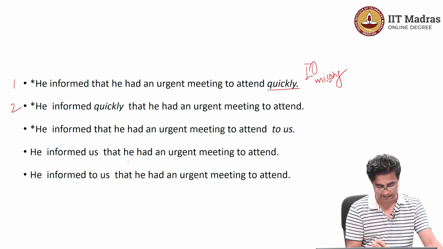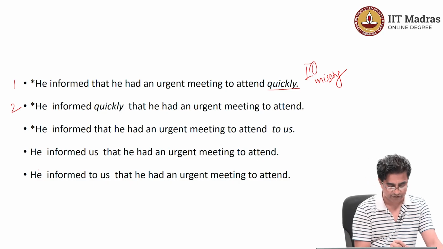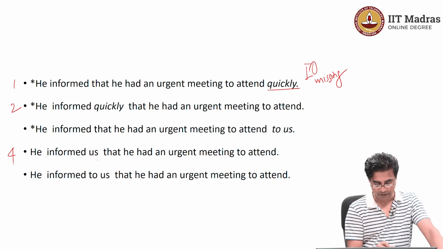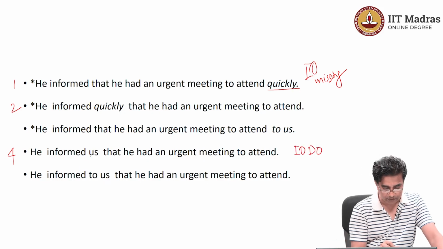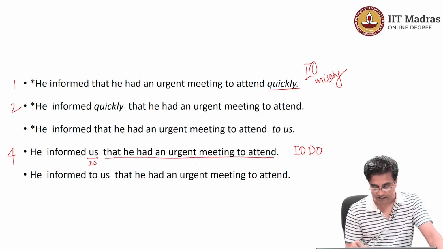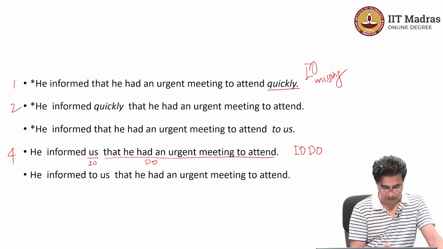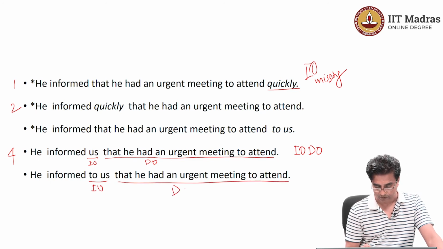He informed us that he had an urgent meeting to attend. This is a good sentence. Number 4 is a good sentence because it has both an indirect object and a direct object. This is an indirect object, and this whole that-clause is a direct object. He informed to us, indirect object, and this whole thing is direct object.